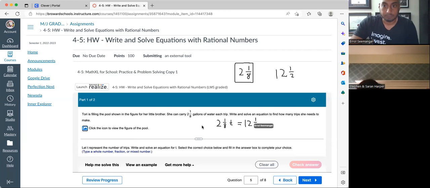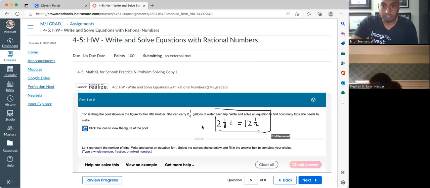Because it's how many trips she can make. And how much water does she carry each trip? 2 1/8. Okay, so every trip she can carry 2 1/8. So look right here: 2 1/8 every trip would equal 12.5. So there's our equation. So what would t equal?